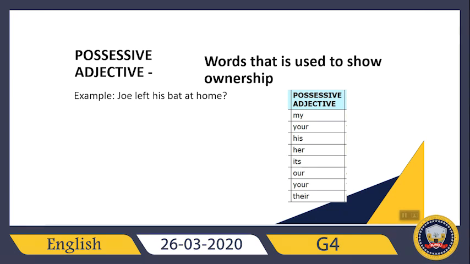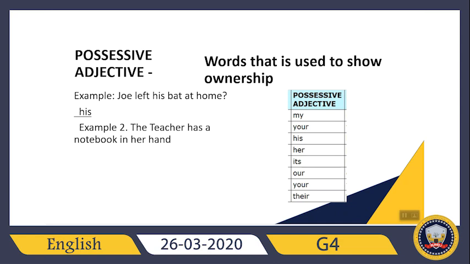So, we all know the bat is for who? For Joe. So, Joe left his bat at home. His is only trying to demonstrate, to modify the owner of the bat. So, Joe left his bat at home. The next one, look at this.